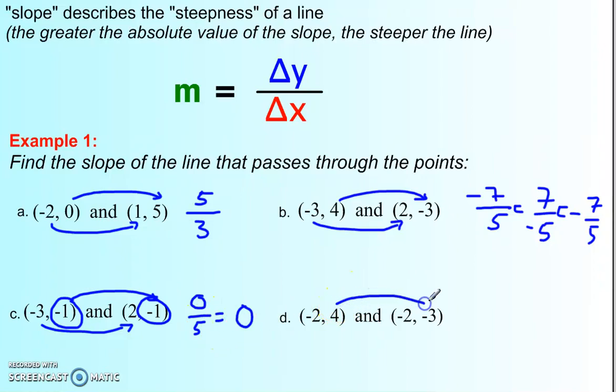So here from 4 to negative 3, we have to subtract 7 over, from negative 2 to get to negative 2, we don't add or subtract anything. Careful, you cannot do this. This is undefined.